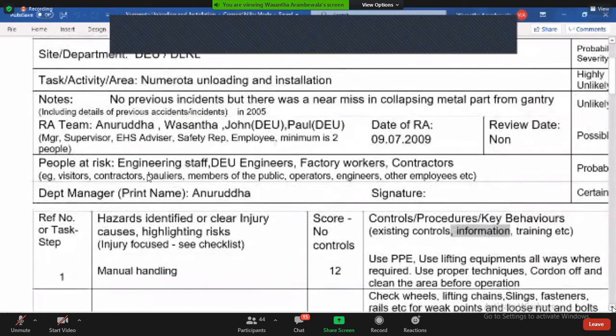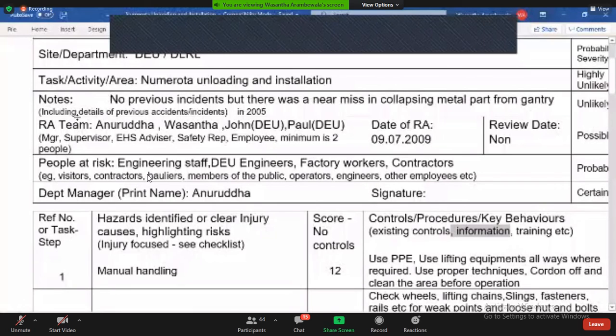I can share this later on. For example, for site or departments, you have to highlight the task, activity or area. There might be some tasks that you are carrying out, or small activities, or an area that you are assessing. It could be an area assessment, tasks, or materials also. For example, this is one of the machines, an unloading and installation assessment.